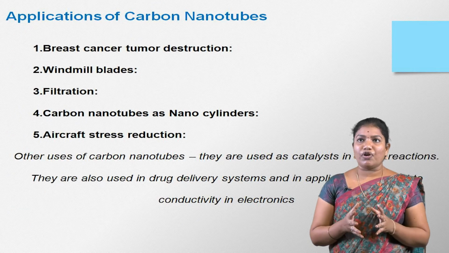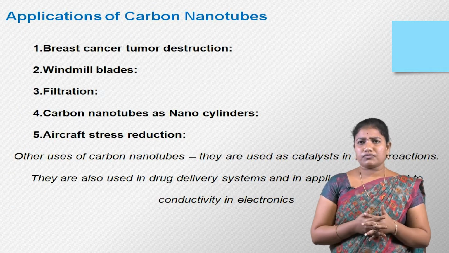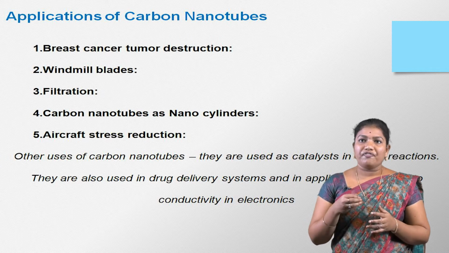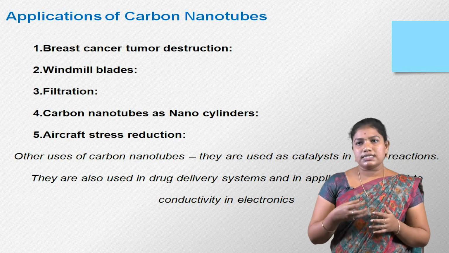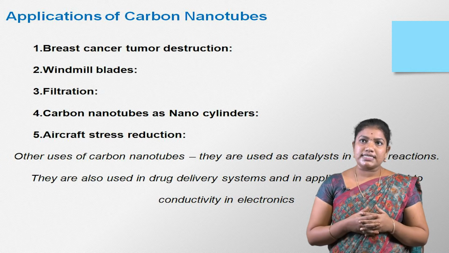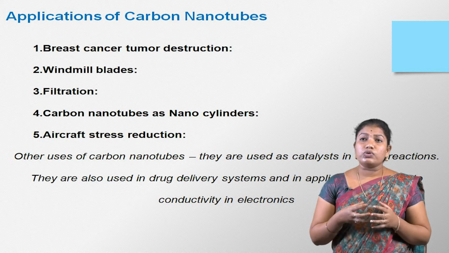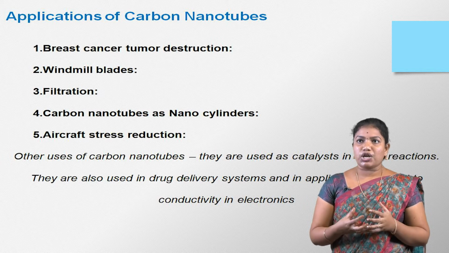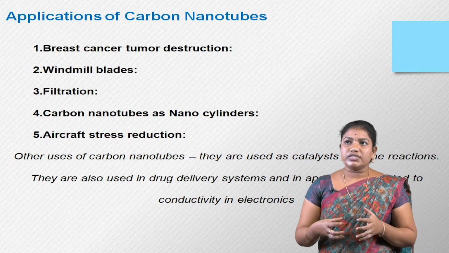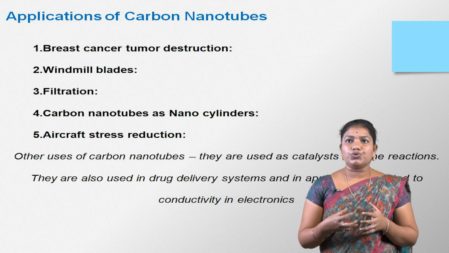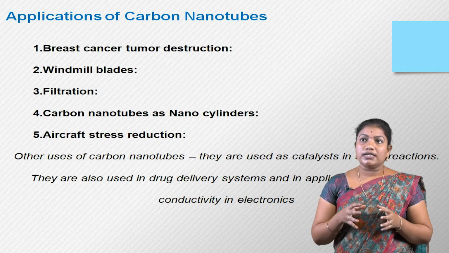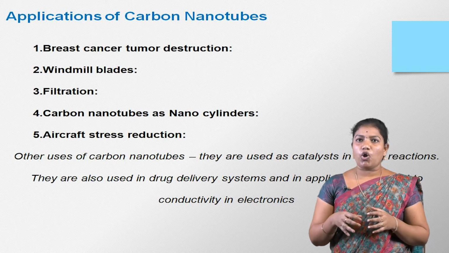The next, applications of nanotubes. Breast cancer tumor destruction, windmill blades, filtration, carbon nanotubes as nanocylinders, and aircraft stress reduction. For breast cancer tumor destruction, nanotubes are used to destroy breast cancer tumors. They are paired with an antibody. The antibody along with the nanotubes attaches to the protein on the cancer cells in the body. The nanotubes absorb the laser beam, killing the tumor cells.